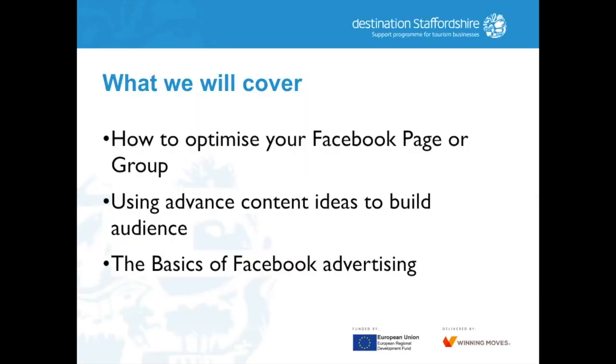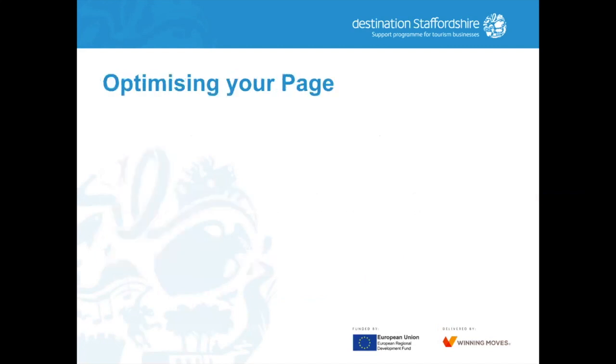So to start with, I wanted to just discuss what we will cover across the whole of the webinar. First of all, in part 1, we're going to cover how to optimize your Facebook page or group. Then we're going to cover using advanced content ideas to build audience. And then we're going to talk about the basics of Facebook advertising. So in this first part of the Advanced Facebook webinar, we're going to start by looking at how to optimize your Facebook page or group.